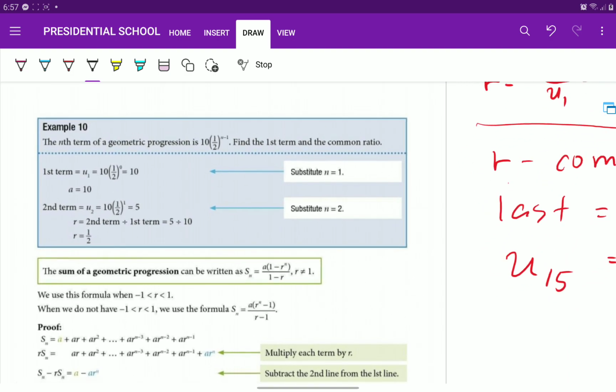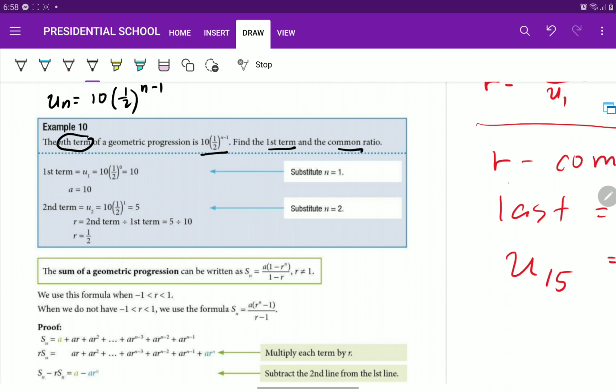Let's try to discuss example number 10. The nth term of a geometric progression. It means nth term. So what is that? That is u sub n. And it says equal to this: 10 times 1/2 raised to n minus 1. Find the first term and the common ratio.